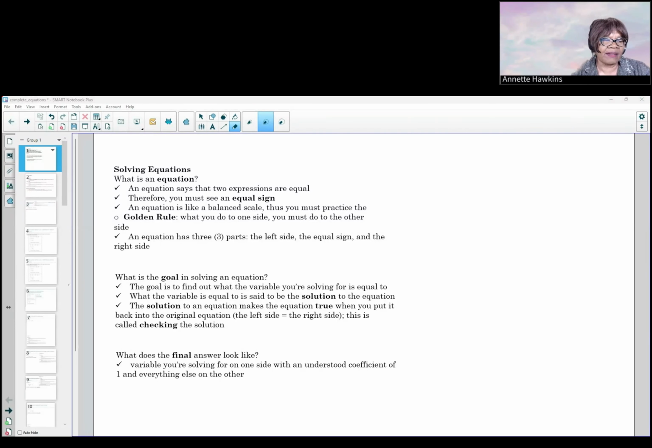Now, the goal of solving an equation is to find out what the variable is equal to. And what the variable is equal to is said to be the solution to the equation. The solution to the equation makes the equation true. Now, when you finish solving an equation, it should have the variable on the left with a coefficient of 1, and it is equal to something else. Okay. And so that's the gist of solving an equation.